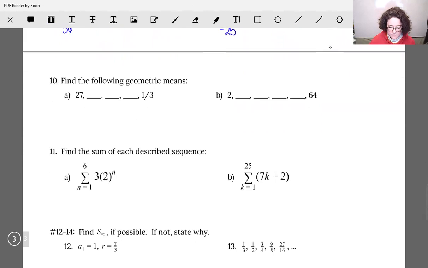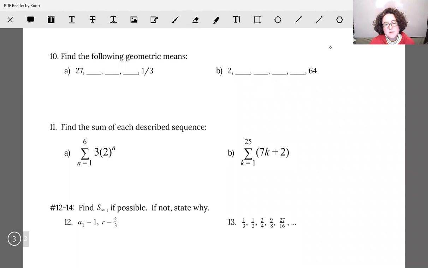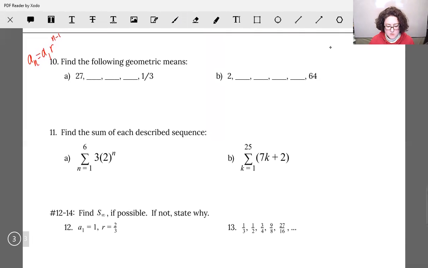Alrighty. Do the same thing with geometric means. So again, with these, we need to make sure that we are figuring out what our common ratio is. We don't do this the same way. We're actually going to use our formula, which again was a sub n equals a sub 1 times r raised to the n minus 1. We know these values, so let's use them. So a sub n and a sub 1, and we know we have 1, 2, 3, 4 steps, so n equals 4. Solve out your equation.